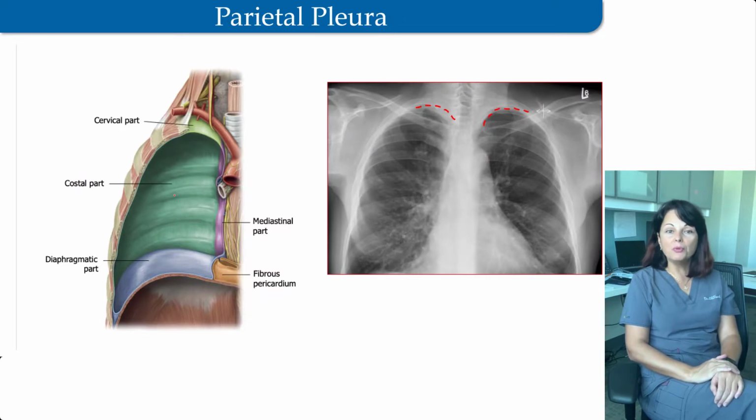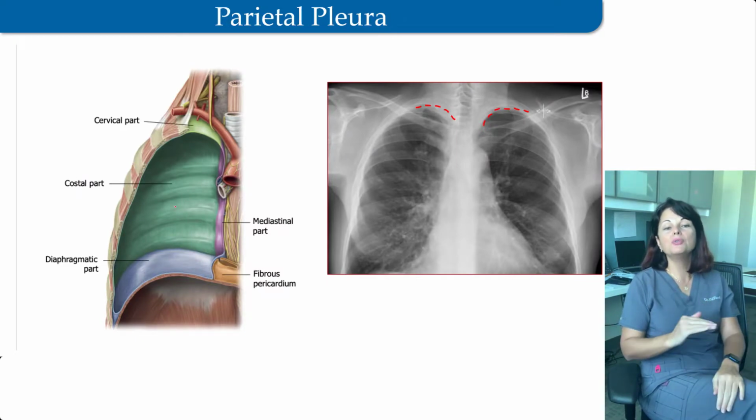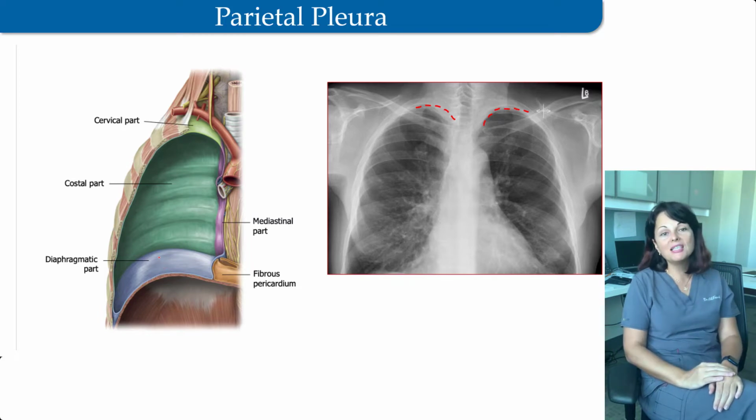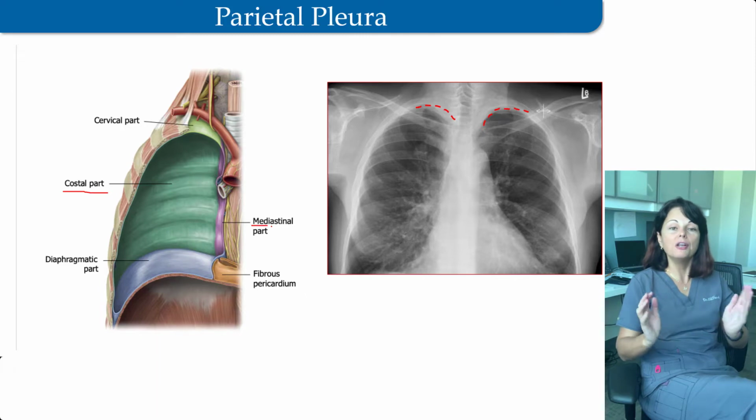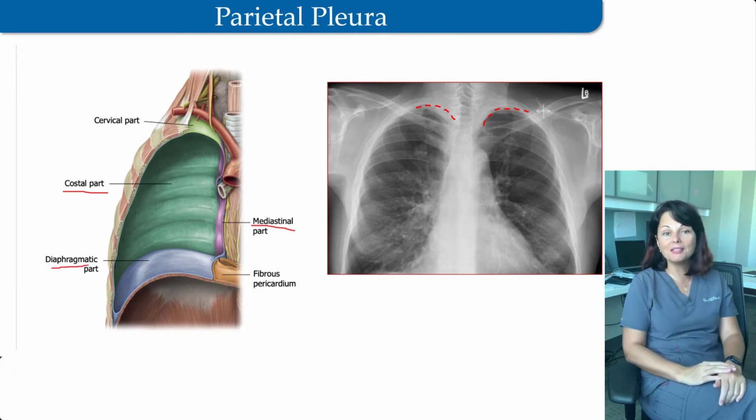The parietal pleura adheres to the thoracic wall, to the mediastinum and to the diaphragm, and is anatomically subdivided into three parts: the costal part, mediastinal, and diaphragmatic, respectively. The endothoracic fascia separates the parietal pleura from the innermost intercostal muscles.